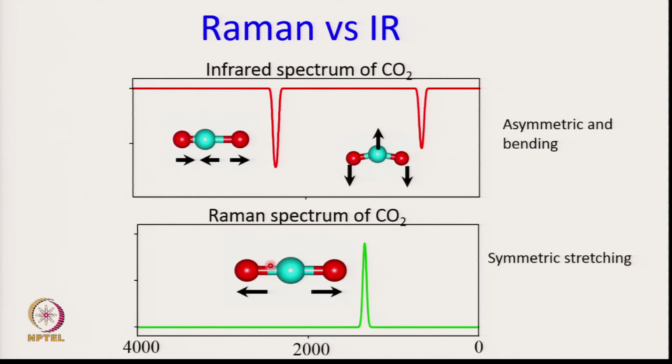Why? Because as the bond changes, the polarizability changes, and since polarizability changes, this bond vibration becomes Raman active. So, it is a symmetric stretching. As a general thumb rule, symmetric stretchings are Raman active and asymmetric stretchings and bendings are usually infrared active.